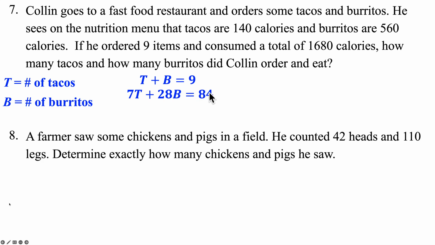Let me check my calculator here. 84 divided by 7. Oh, it goes in there evenly. Goes in 12 times. So 7 goes into 7 once. 7 goes into 28 4 times. 7 goes into 84 12 times.